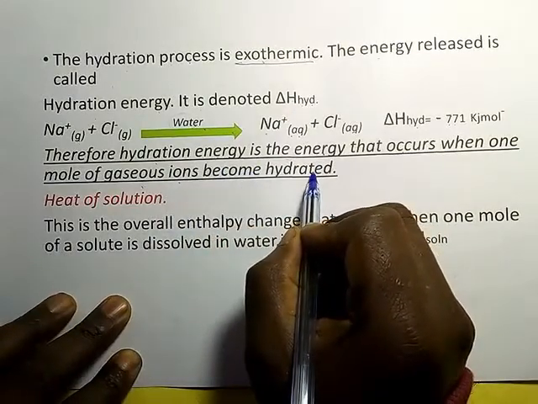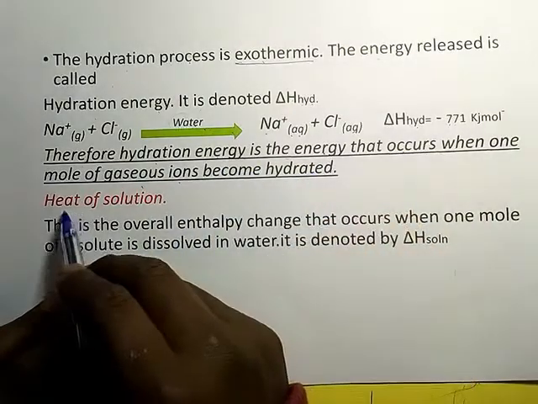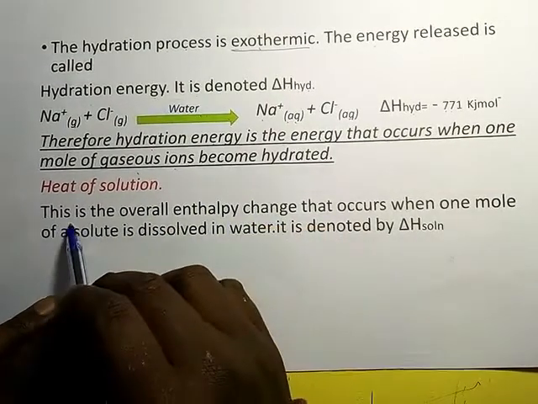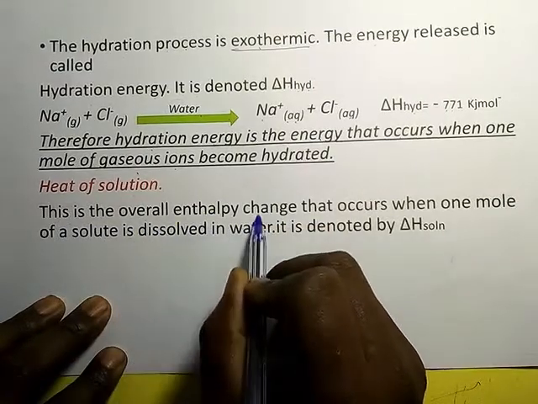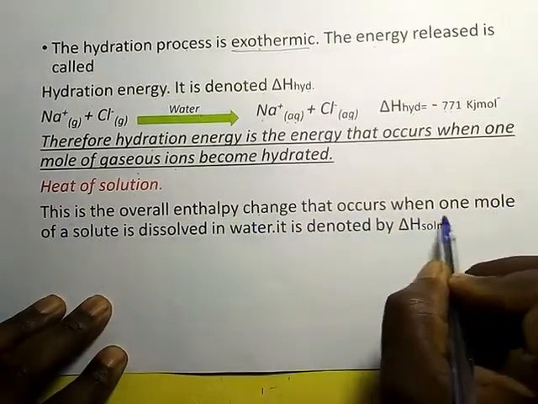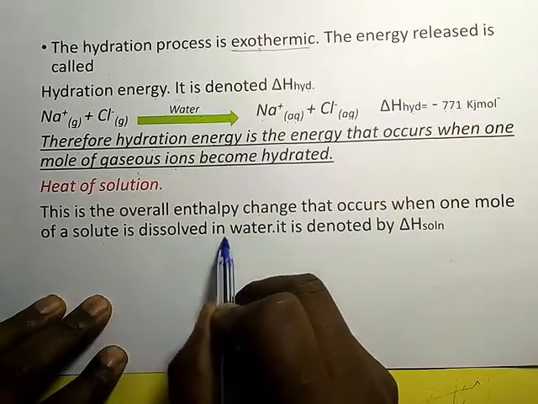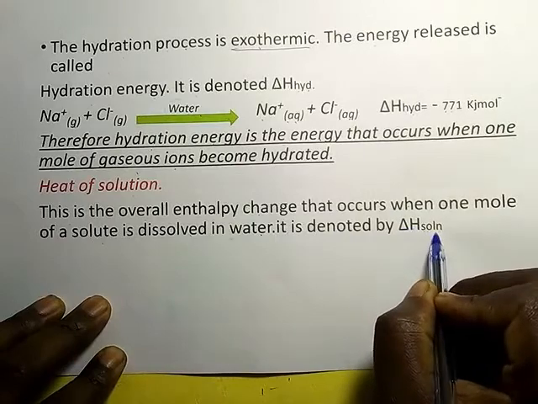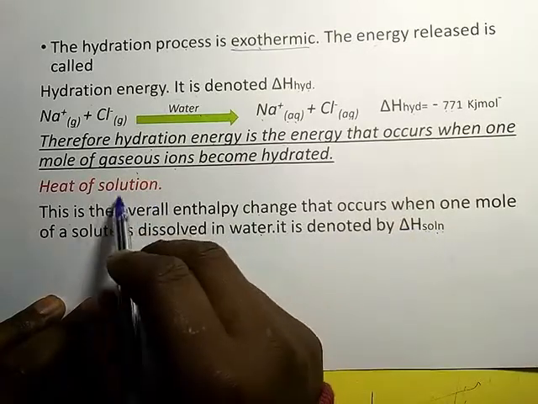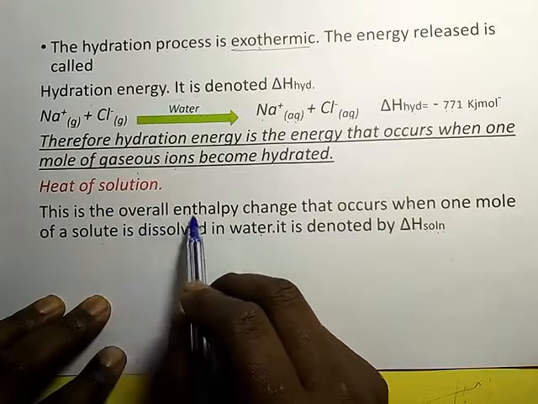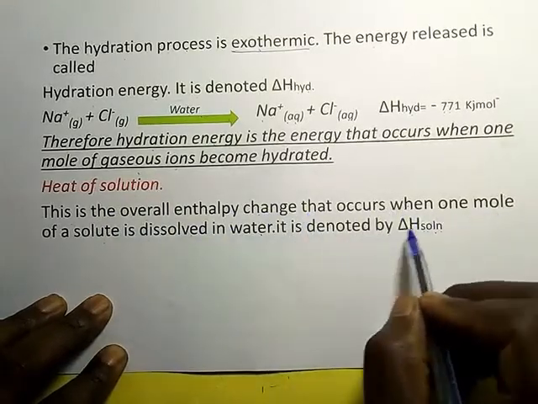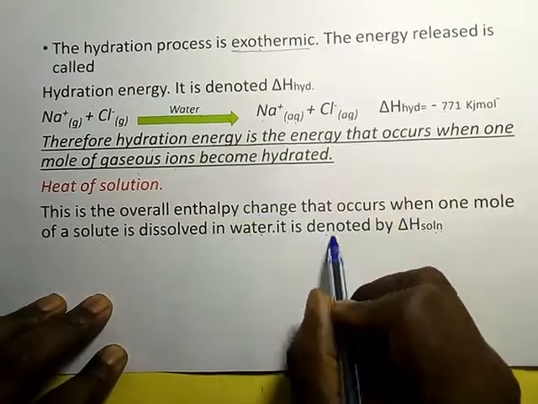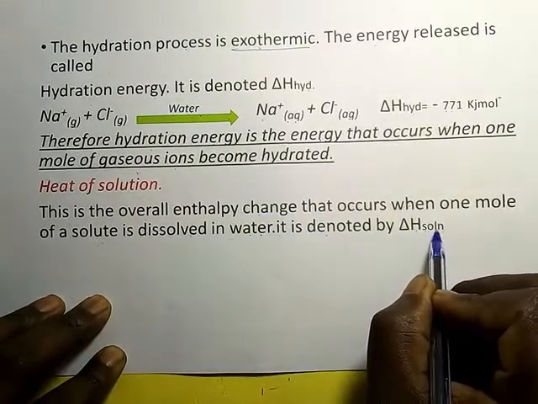Now we have done 2 terms. The third one is heat of solution. Now what is heat of solution? This is the overall enthalpy change that occurs when 1 mole of a solute is dissolved in water. It is denoted by delta H solution, SLN. So heat of solution is the overall enthalpy change that occurs when 1 mole of a solute is dissolved in water. It is denoted by delta H SLN.